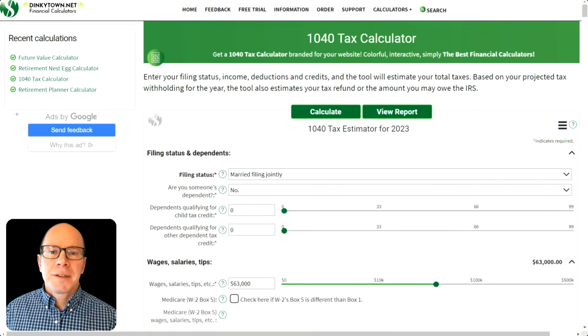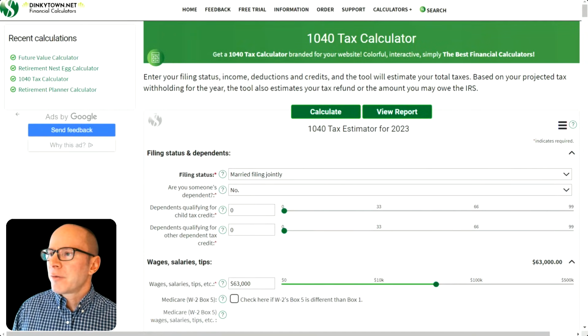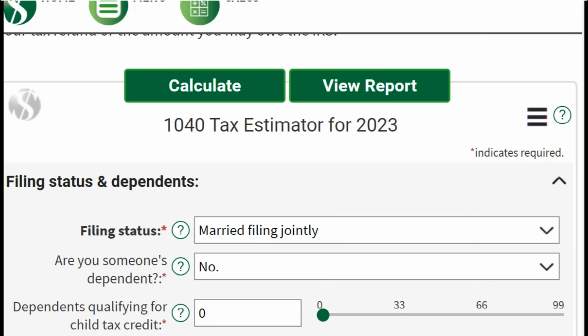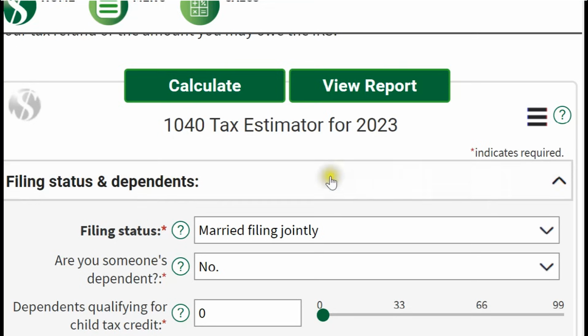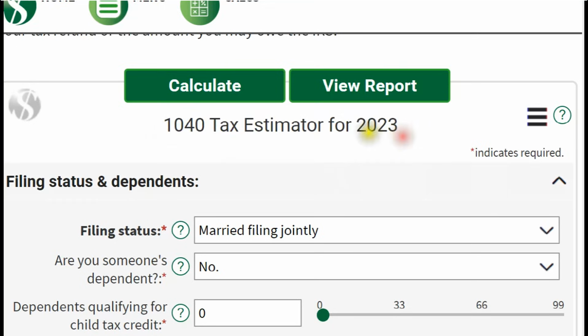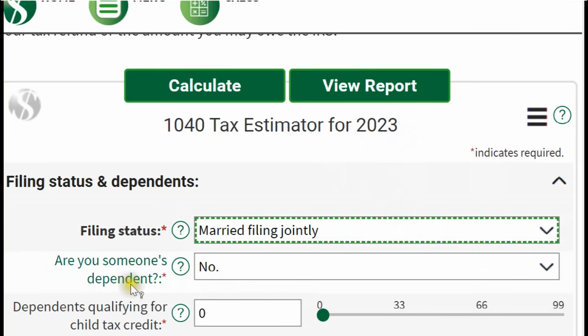So let's start by looking at dinkytown. This is a free 1040 tax calculator that you can find easily if you Google it. And I've entered some of their information. We're assuming married filing jointly.